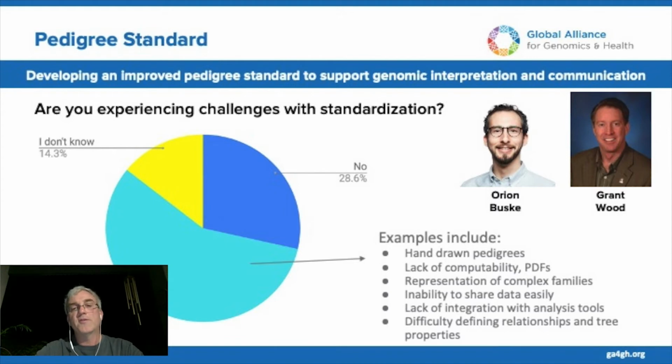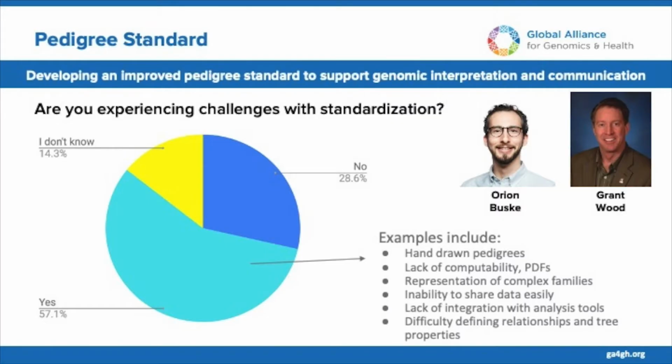Another of our products is to enable the standardised and computable information about pedigree and family health information to be captured and exchanged accurately. I'd like to acknowledge that great work is already underway with our project leaders, Orion and Grant, along with a really fabulous bunch of contributors.